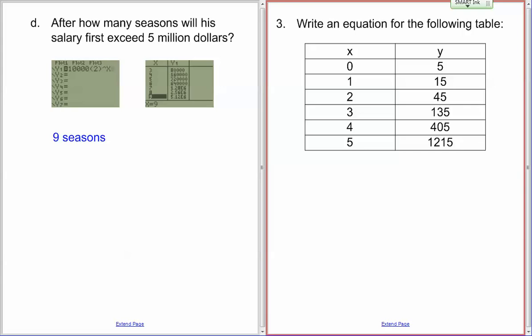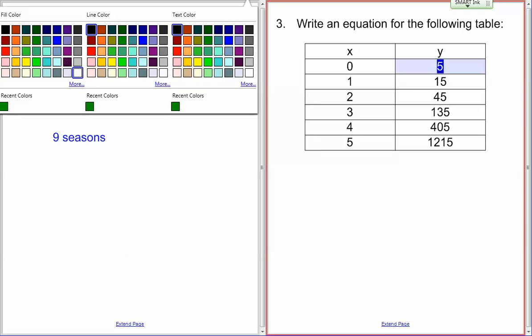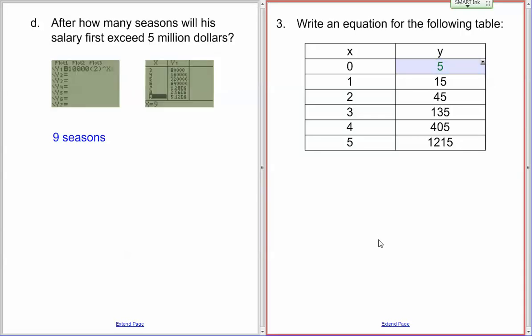Alright, so now we're given a table and we're asked to write an equation. First of all, I can see the starting amount is 5. In fact, I'm going to go ahead and highlight that green. And I can pretty quickly identify that the growth factor is 3, because 5 times 3 is 15, 15 times 3 is 45, 45 times 3 is 135, so on and so forth. So that number and that number are all I need to write the equation. 5 times 3 to the power of x.